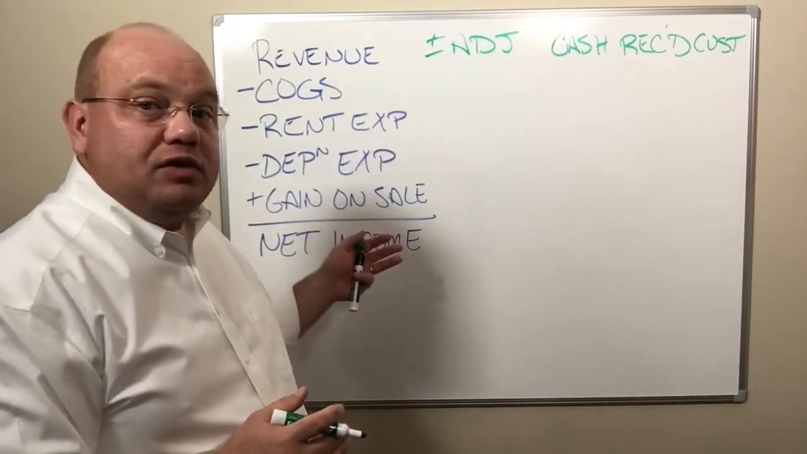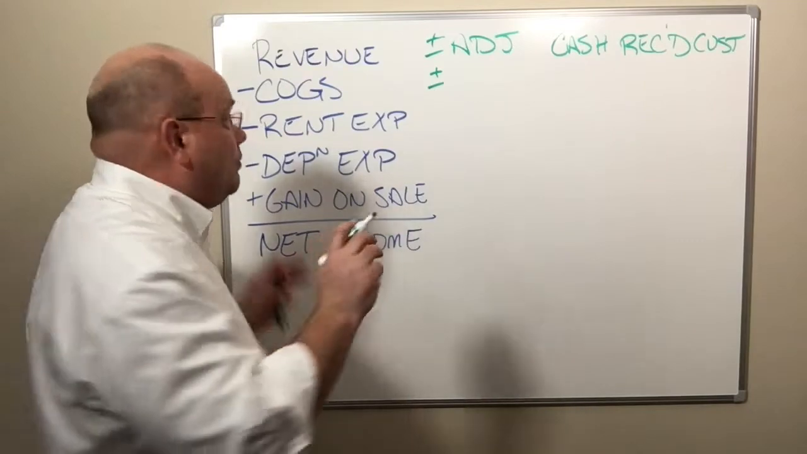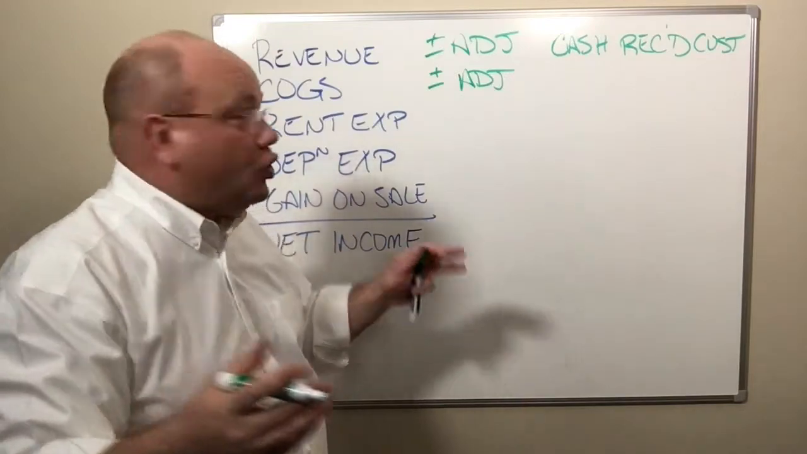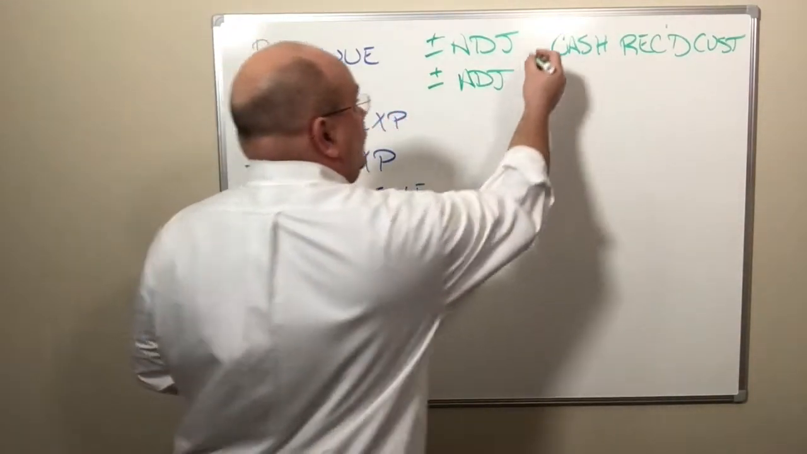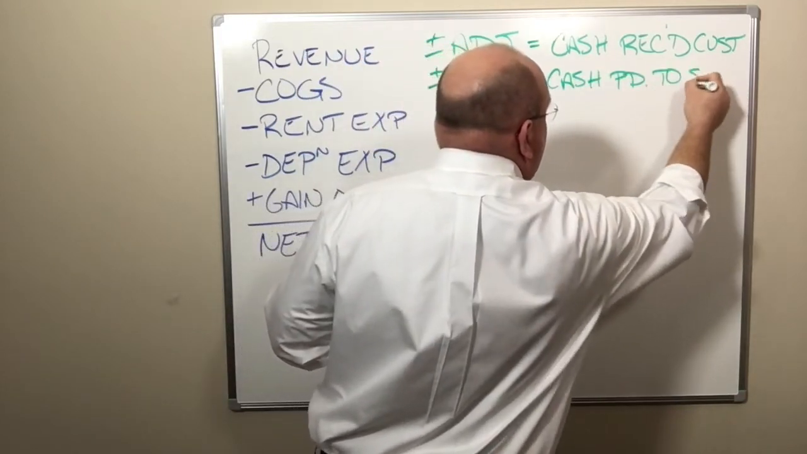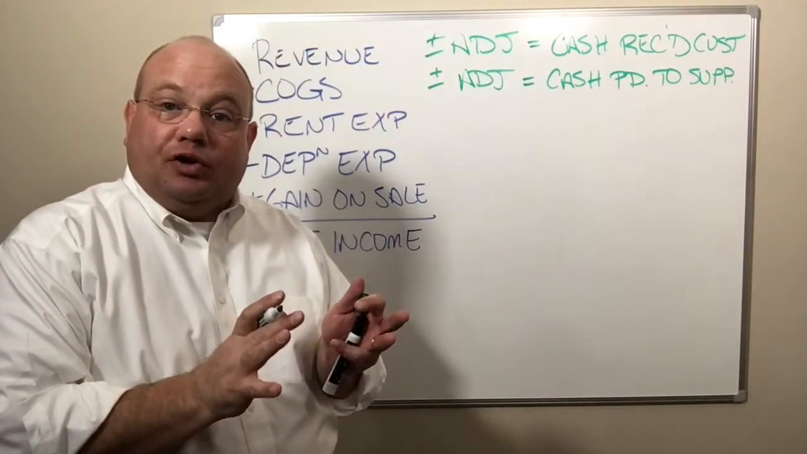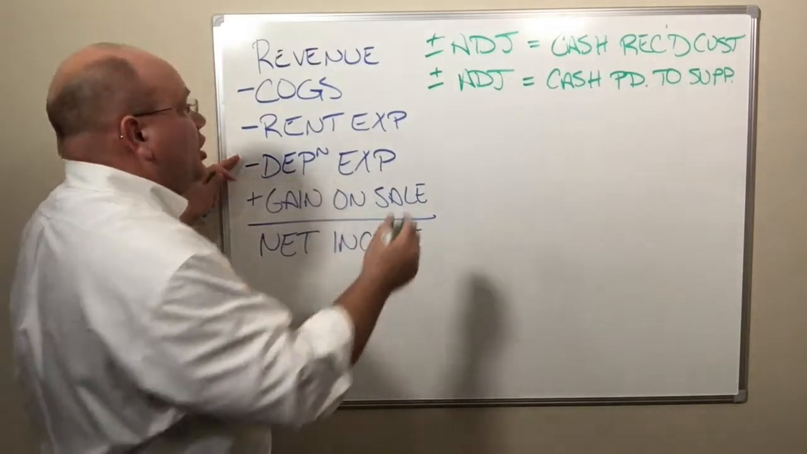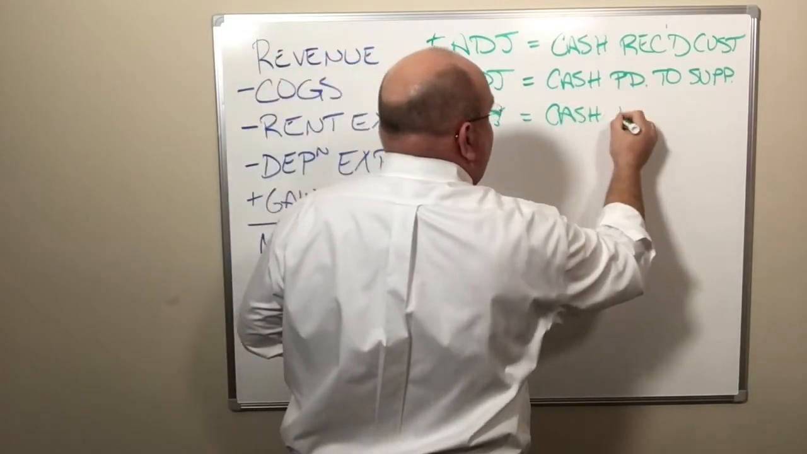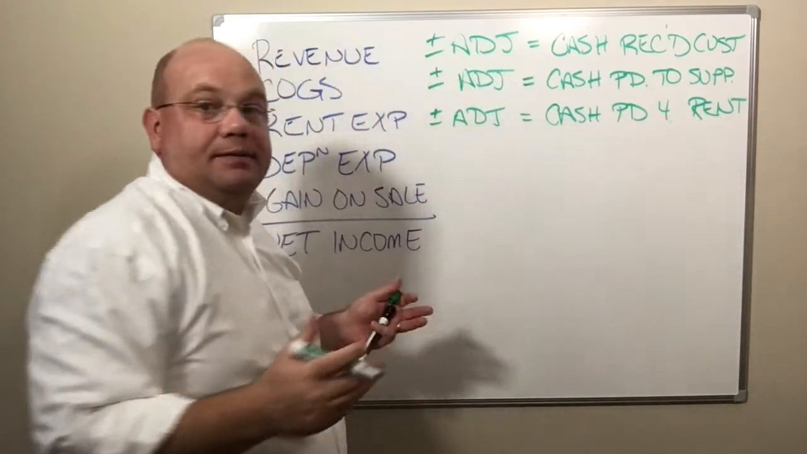We're then going to go through each of these individual lines and make adjustments to it so that it becomes a cash number. So cost of goods sold, we're going to make some adjustments. We're going to adjust for payables, we're going to adjust for inventory, and we're eventually going to come up with a line that's called cash paid to our suppliers. That cost of goods sold number becomes cash paid to our suppliers. We're going to make adjustments to rent expense, and that's going to become cash paid for rent.